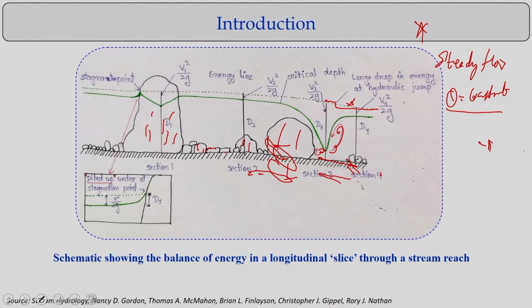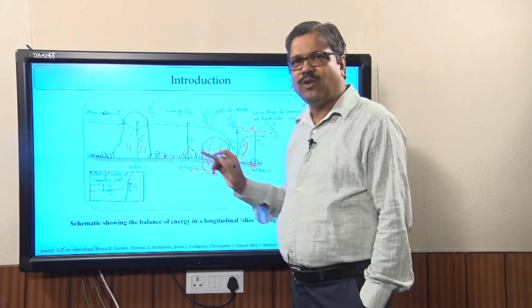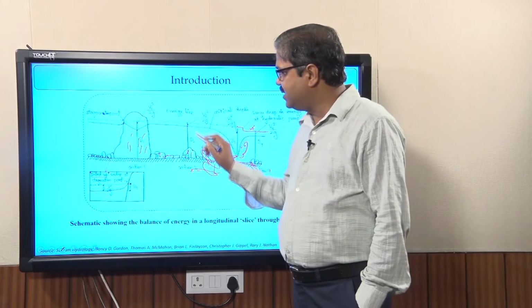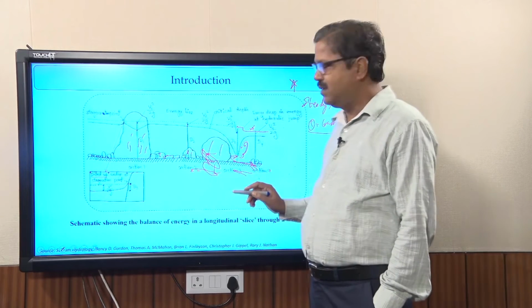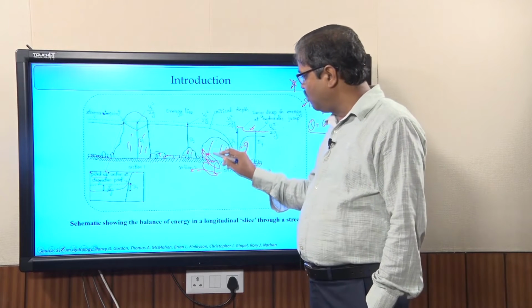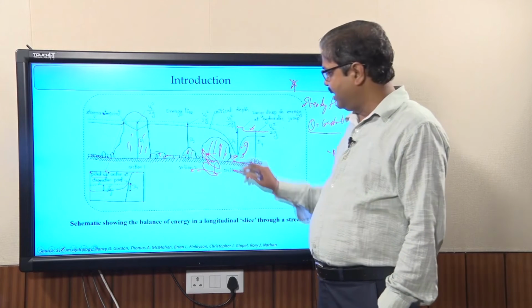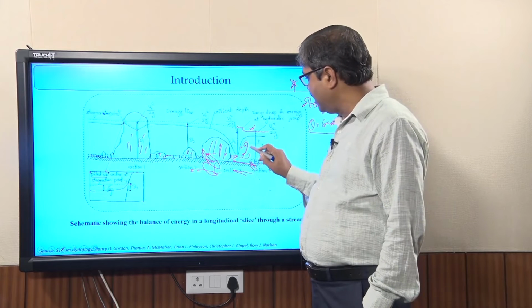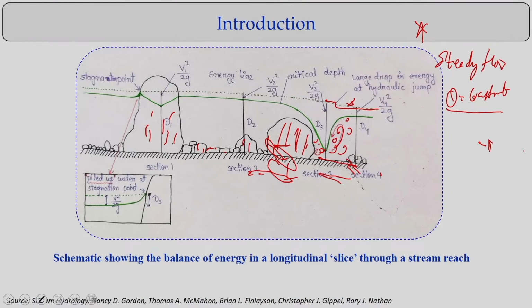So if you look at a typical section like this, there are stagnation point formations, there is energy dissipation because of bed roughness, and if there are more obstructions there, like these boulders, it can have a lot of hydraulic jump formations, and because of the hydraulic jump formations you can have a large drop in the energy. That's what happens in open channel flow. It also happens in the rivers.